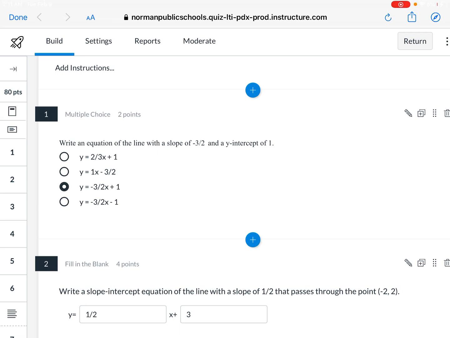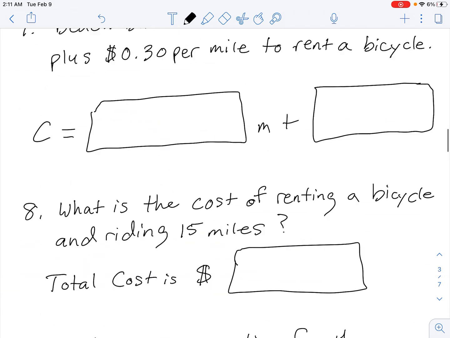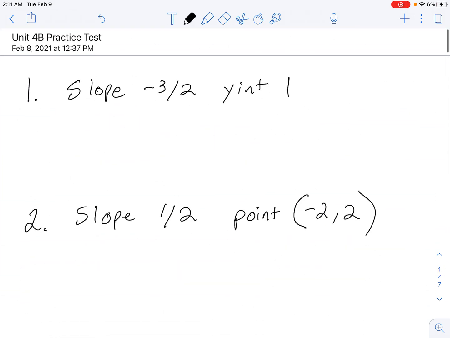Number one says, write an equation of the line with a slope of -3/2 and a y-intercept of 1. All right, you guys obviously can see right here the answer is the third one, at least on mine. I'll be switching back and forth screens. That way I can show you kind of why the answer is what it is. All right, so on this one, number one, it's really simple.